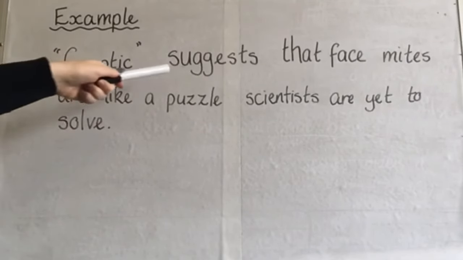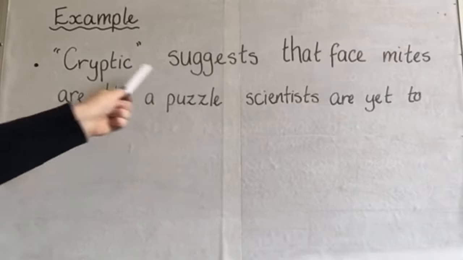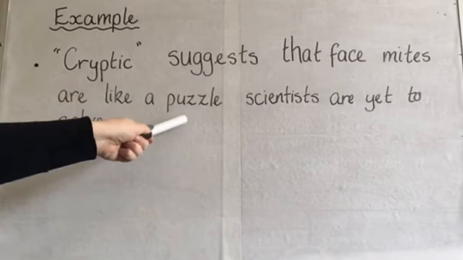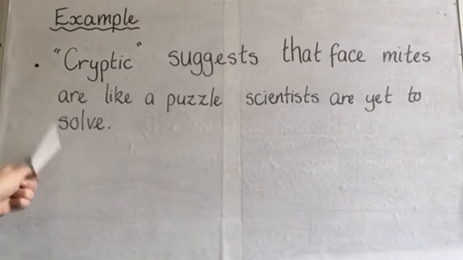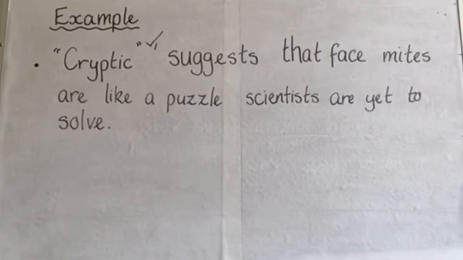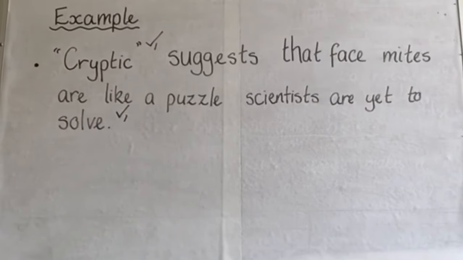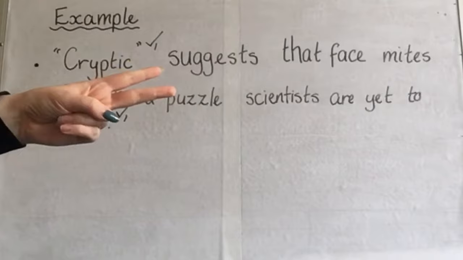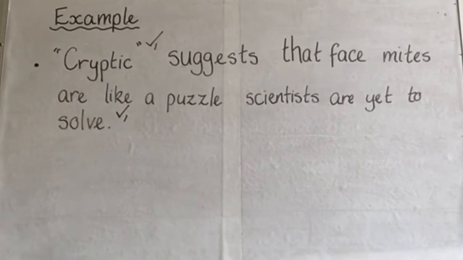We've got our word choice, suggests, we've got our connotation, so cryptic suggests that it's like a puzzle, and we've linked it back to the question with scientists are yet to solve. So you'd get 1 mark for cryptic because that's your word choice, and you get 1 mark for the rest of it, face mites are like a puzzle scientists are yet to solve. But that's 2 marks. Our question's worth 4 marks, so we need to repeat the process again.